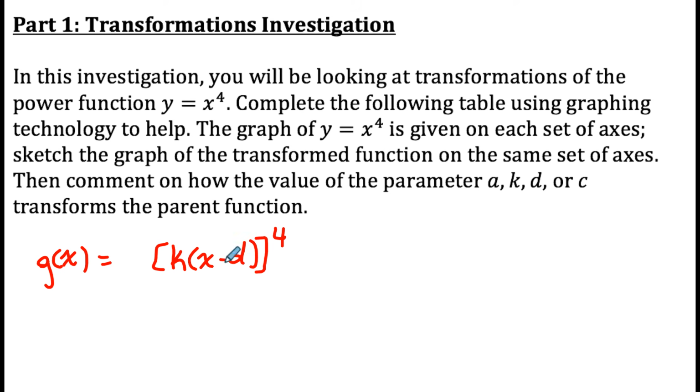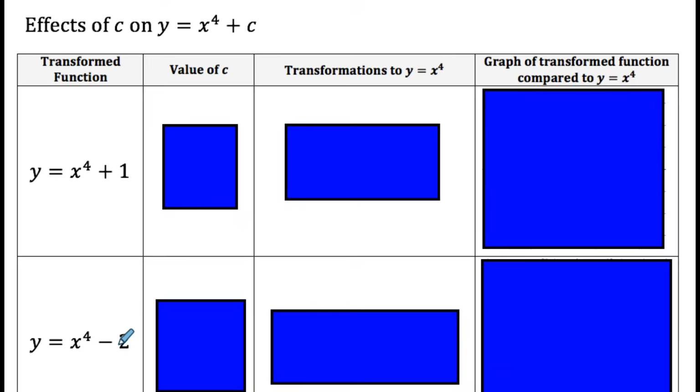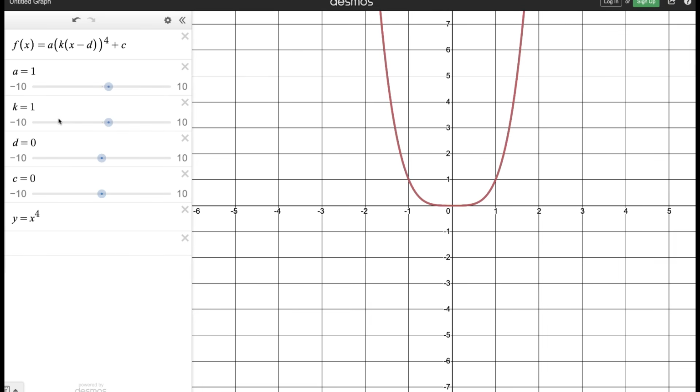And then to that power, the vertical transformations happen. We multiply it by a, and we add c. So notice the location of the parameters a, k, d, and c, and let's go through what they do one at a time. So let's start by looking at the effects of the parameter c on the x to the 4 power function. So if we add c to the x to the 4 power function, what happens?